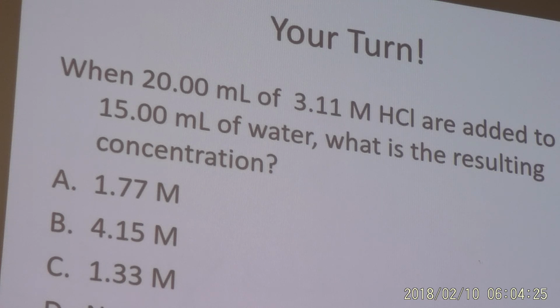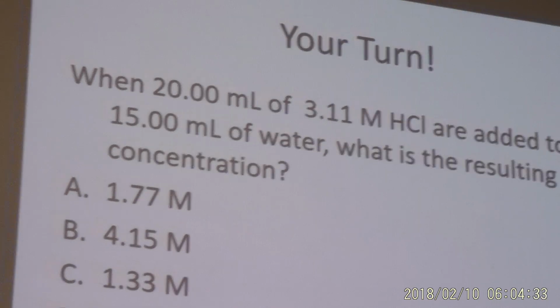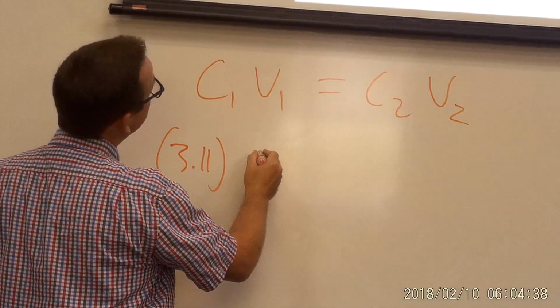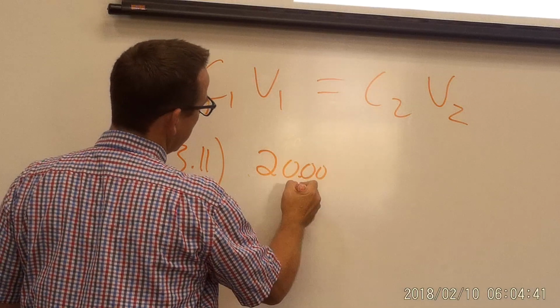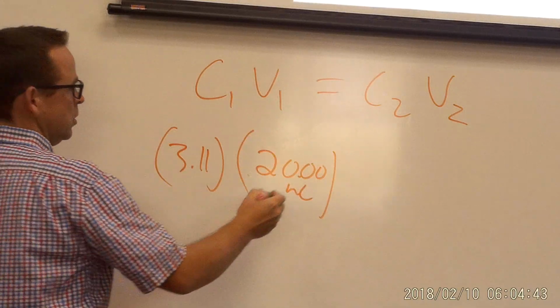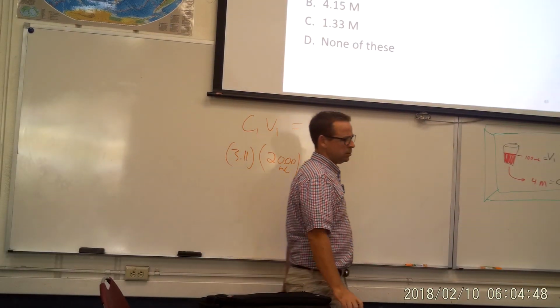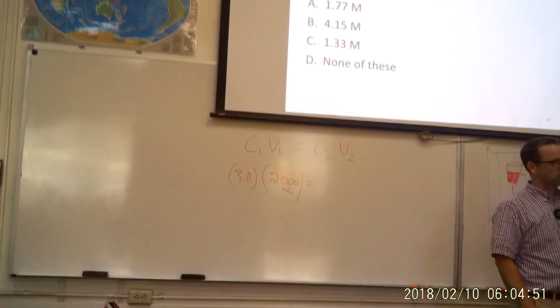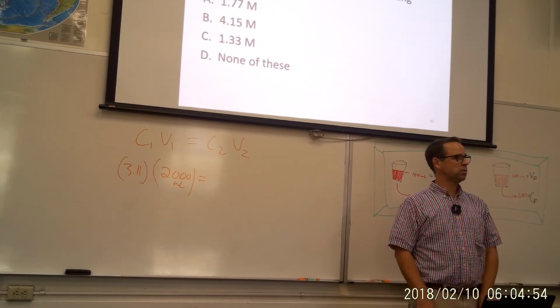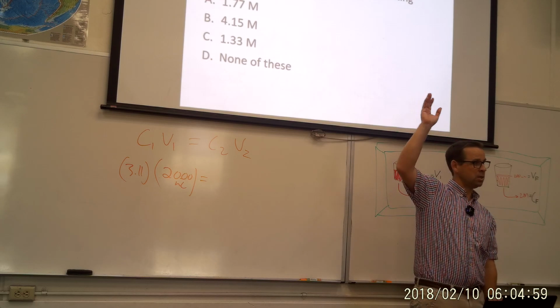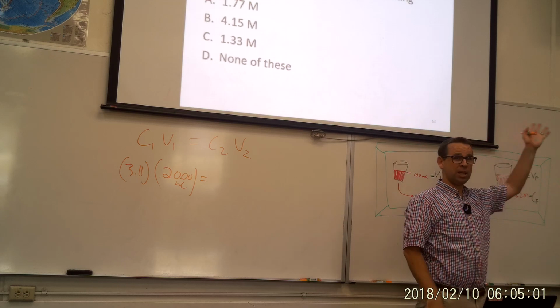What's the initial concentration? 3.11. What's the initial volume? Looks like we took 20 milliliters of it, right? Okay, did somebody get an answer? B as in boy? Anybody not get B? Raise your hand if you didn't get B. Raise your hand if you got B.